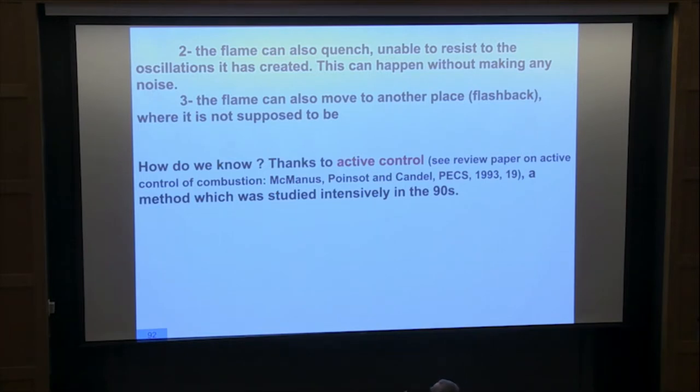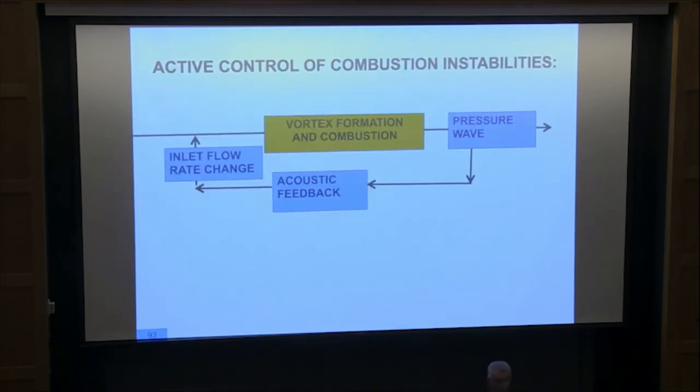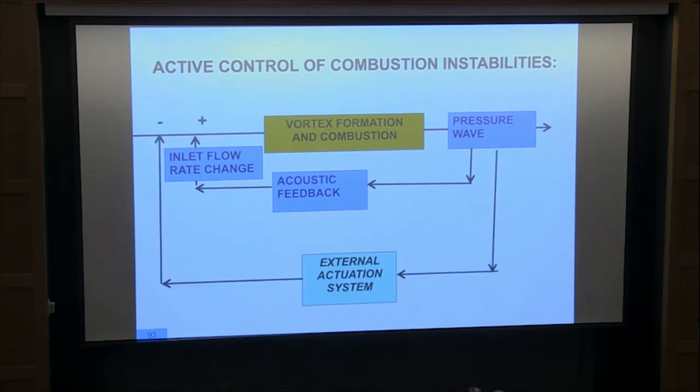And I want to mention here that we can do a lot of things to understand combustion instabilities using active control. Active control was pretty big in the 90s. I just want to describe a few results because they are quite nice, even if we cannot really use them for industrial applications. Remember that I told you that the instability was coming from this loop, the fact that some information comes back through the acoustic waves. So our idea at that time was to add another loop to counteract the action of that one.